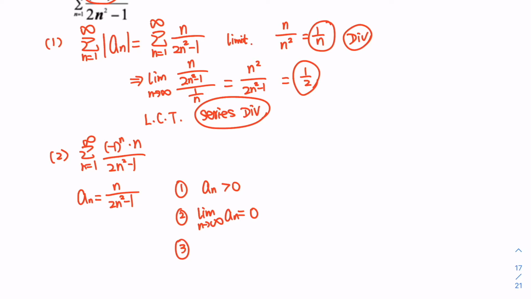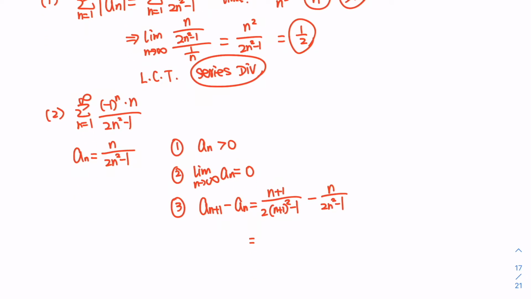Because there's no power or exponential function here, we can use subtraction. So a_(n+1) minus a_n is (n+1) over the quantity, minus n over 2n² minus 1. You can check the algebra from my answer key, and at the end, I have a negative over a positive, which is negative. So that means it is decreasing.